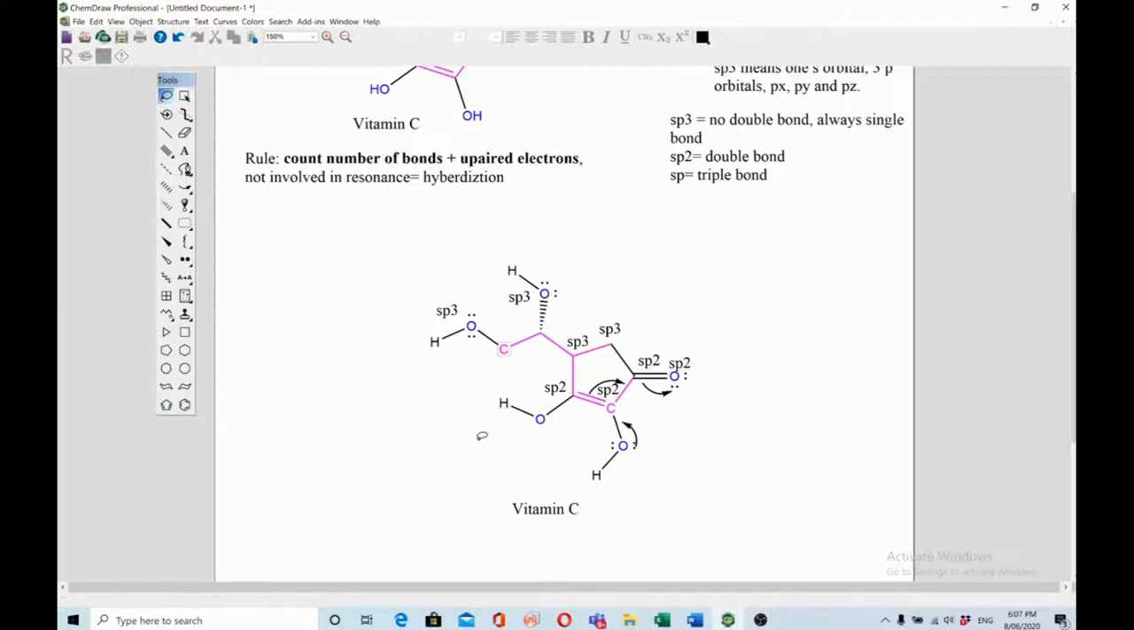This is a mistake which was made in a previous video by a YouTuber, who called this oxygen sp3. No, because this oxygen, I agree, has made two bonds, one with hydrogen, one with carbon, and also has two lone pairs, so you could write sp3. But no, we cannot write sp3 for this oxygen.